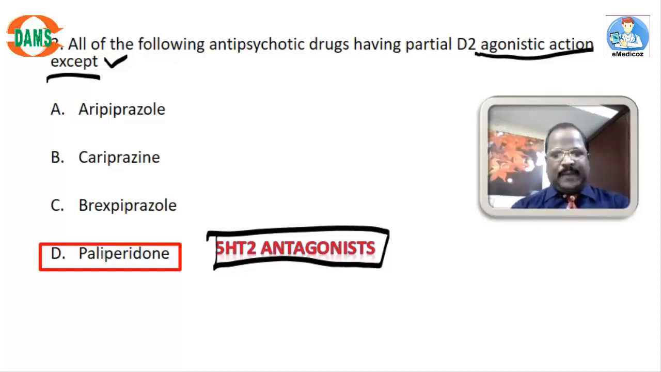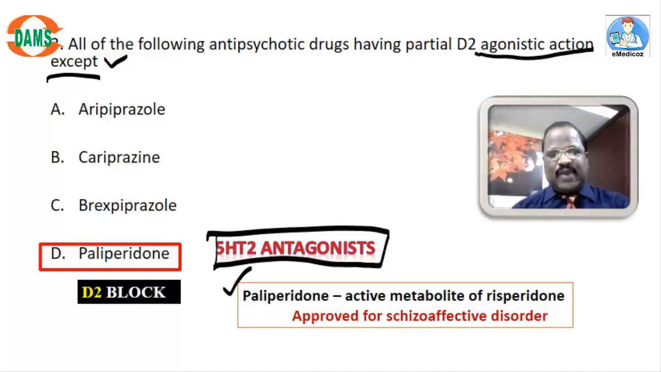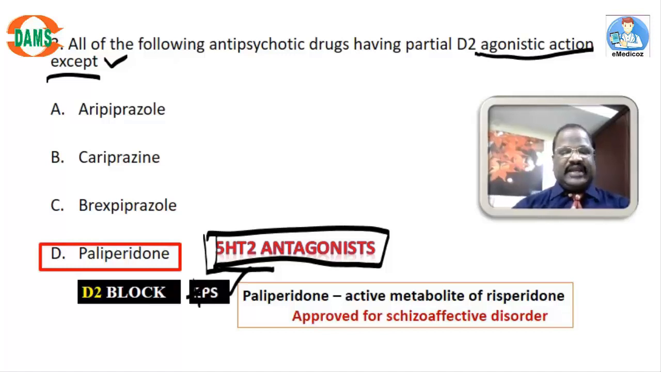Why? Paliperidone is actually an active metabolite of risperidone, which is a 5-HT2 blocker, additionally having D2 blocking property. So remember, paliperidone has 5-HT2 blocking property plus D2 blocking. Because of blocking D2, it may cause the side effect of EPS problem. So any drug blocking D2 may cause risk of extrapyramidal side effects.